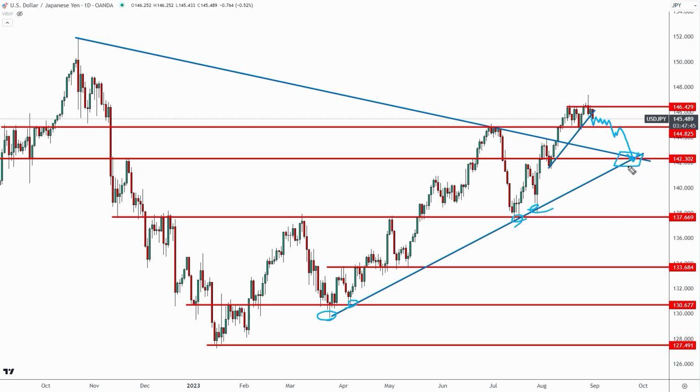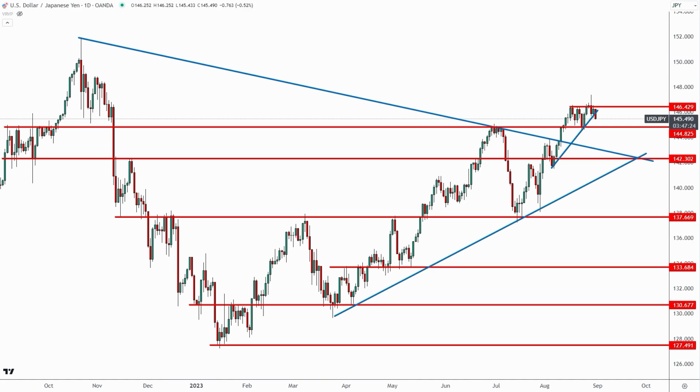But I do think that a retest down here around 142 to 143 is the likely scenario for the dollar yen, but only if it can get back below this level right here around 144.80. Now, one reason I think that is the JPY index, which I just talked about a couple of days ago.